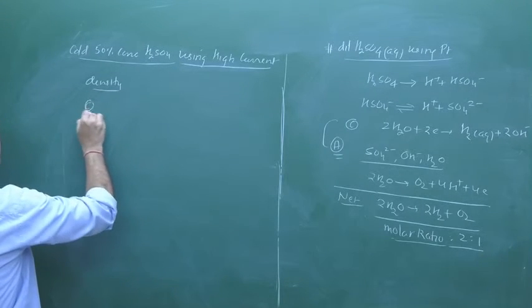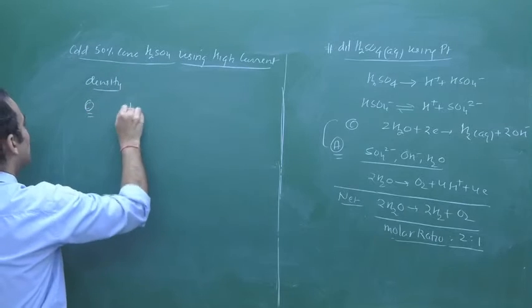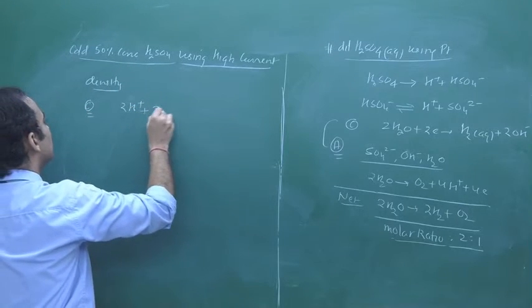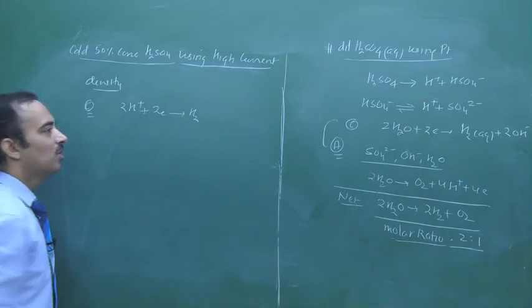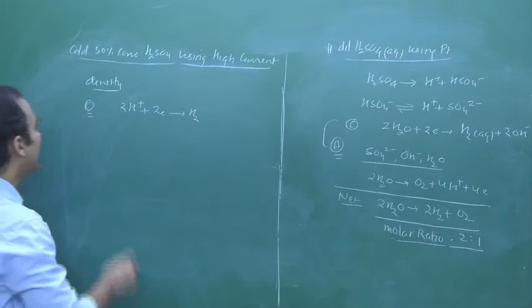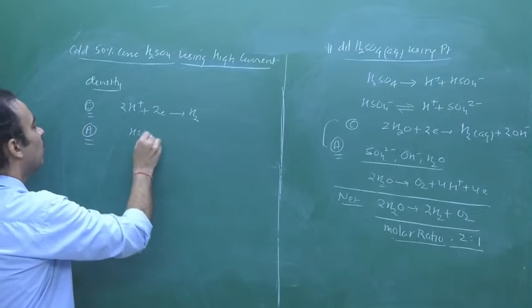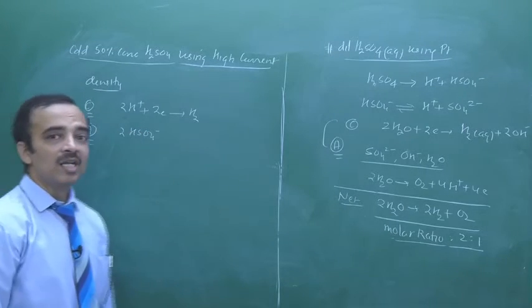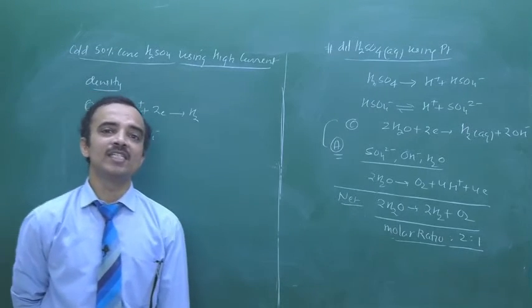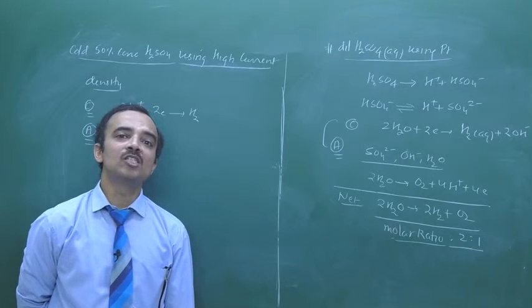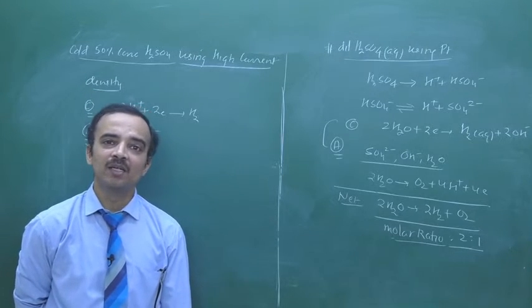Now at cathode, H positive may get reduced, and at anode HSO4 minus. Now why is HSO4 minus getting oxidized? Because its concentration is very high.